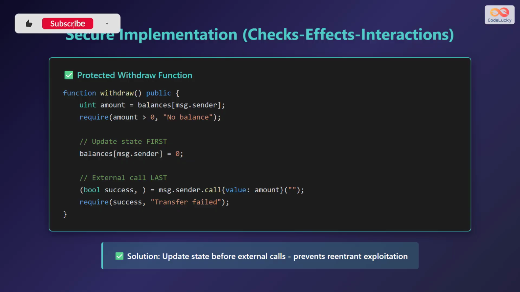The solution follows a pattern called checks, effects, interactions. In this secure implementation, we first verify that the amount is greater than 0 using a require statement. The crucial difference is that we update the state immediately, setting the user's balance to 0 before making any external calls. Only after the state is safely updated do we transfer the funds using the call function. By resetting the balance first, any attempt at a reentrant call will fail because the balance is already 0. This simple reordering of operations completely eliminates the reentrancy vulnerability and protects the contract from recursive exploitation.